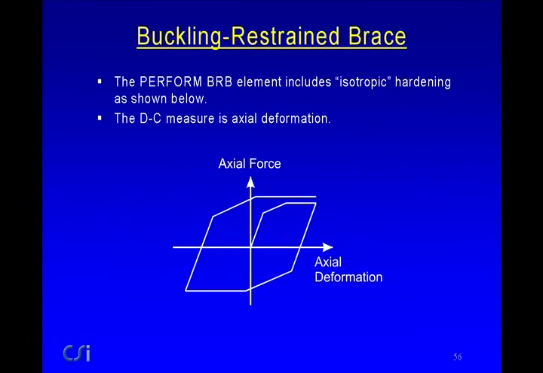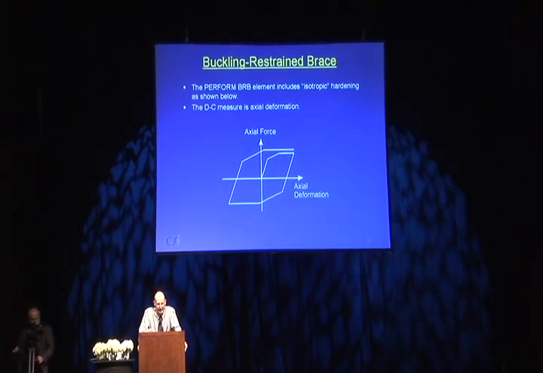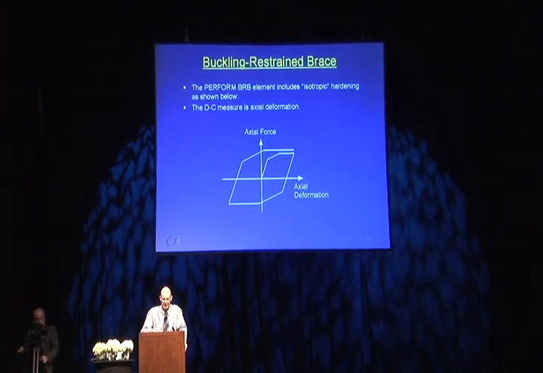A buckling restrained brace is rather different. As indicated before, one of the things about a buckling restrained brace is that it tends to get stronger as you cycle it. It's sometimes called isotropic hardening. And so Perform has a separate element for buckling restrained braces, which does have this type of behavior. Again, the demand capacity measure is axial deformation.